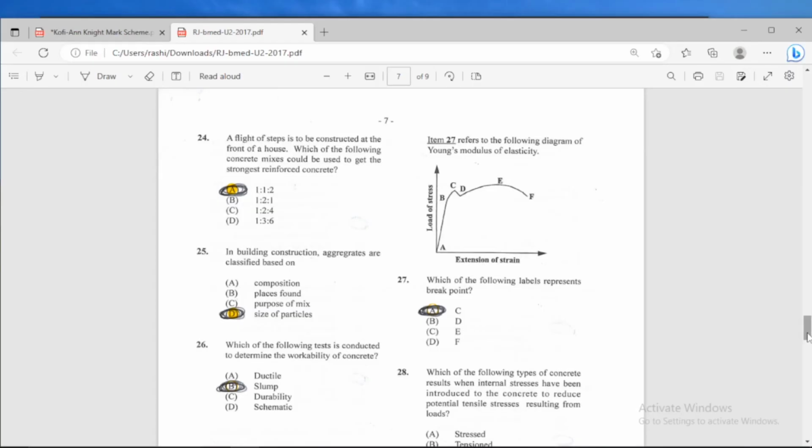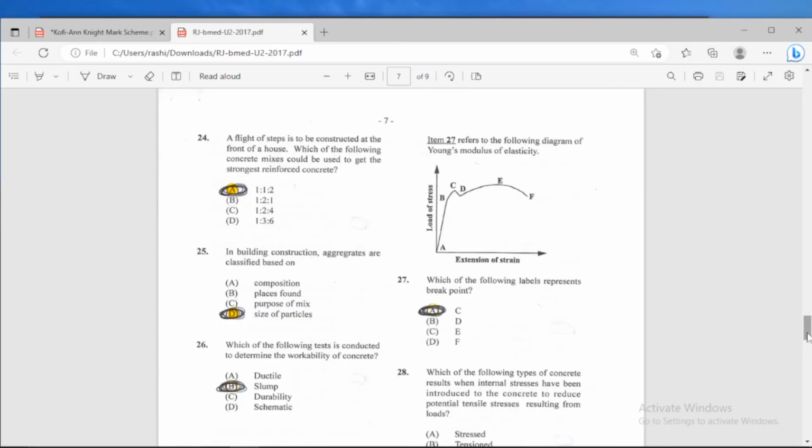Item 26 says, which of the following tests is conducted to determine the workability of concrete? And what you'd want to do is a concrete slump test. So for the slump test, you'd mix some concrete, you put it in a cone, and then you remove the cone. After you remove the cone, you would see how much the concrete slumps by, and based on what you're trying to achieve, if the slump is okay, then all is well. If not, then you might need to add some more water or some more cement to your mix to achieve your desired outcome.